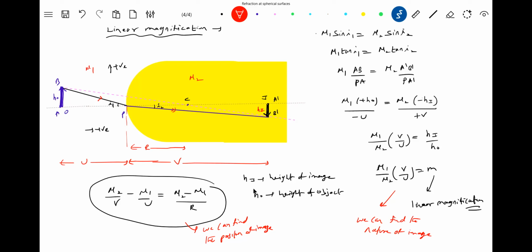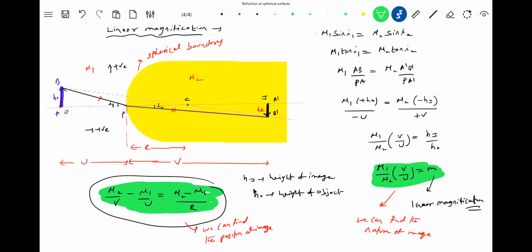Whenever you keep an object at a spherical boundary, everyone is well aware. If an object is kept near a spherical boundary, can we find out the location of the image formed due to refraction of the rays? Yes. Can we predict the nature of the image? Yes. This is one very fundamental formula that we have obtained now. All our next numerical discussion is about how to use this particular formula.